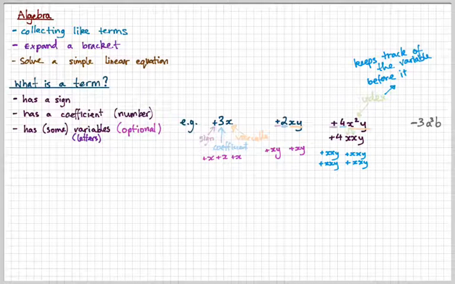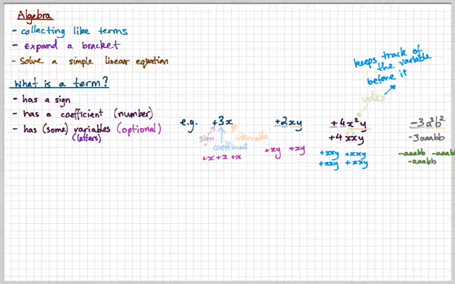One more, minus 3a cubed b squared. Again, we have a sign, a coefficient, and some letters. Now this could be written as minus 3aaabb. The 3 there, the index, keeps track of the a's, and the 2 there keeps track of the b's. As it's telling me I've got 3 a's multiplied together and 2 b's multiplied together. So minus 3aaabb. So I've got a minus aaabb, another minus aaabb, and a final minus aaabb. So I've got minus 3 of them. So these are all terms.